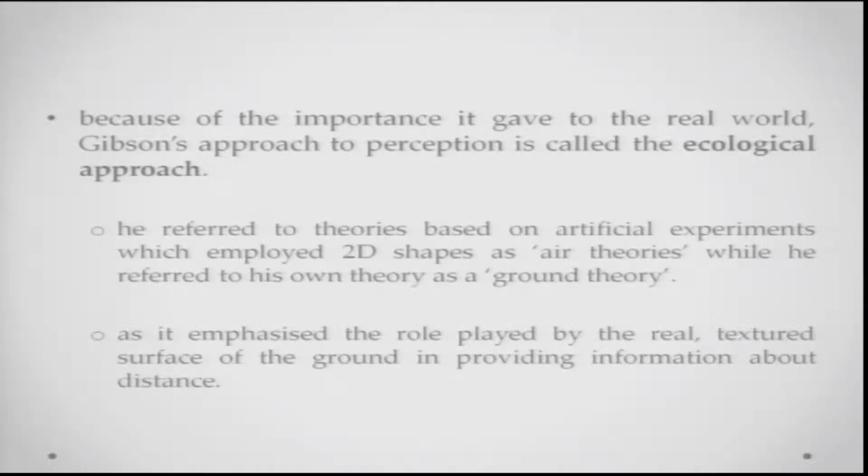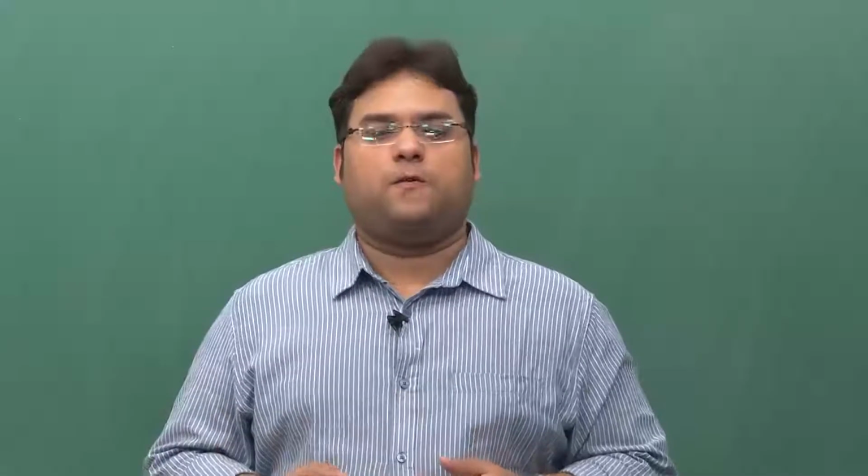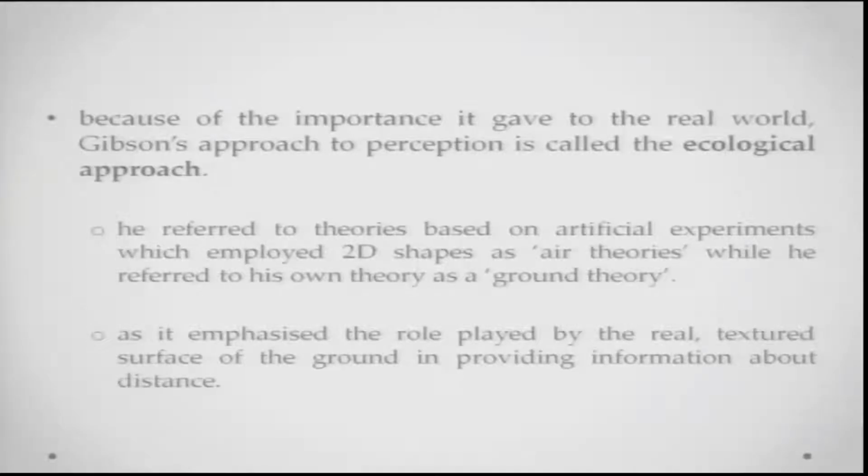Because of the importance he gave to the real world, and the emphasis he placed on conducting real experiments, his approach was called the ecological approach. He referred to theories based on artificial experiments employing two-dimensional shapes as theories in the air, while he referred to his own theory as a ground theory, because he was conducting experiments in the real scenario, interacting with real objects and looking at real scenes. It emphasized the role played by the real and textured surface of the ground in providing information about distance, which is one of the reasons his theory was called the ground theory.